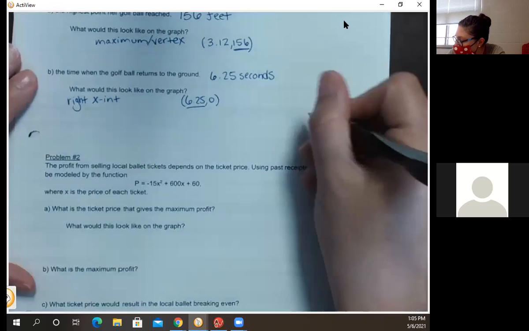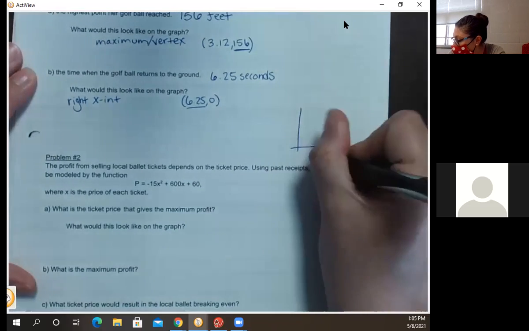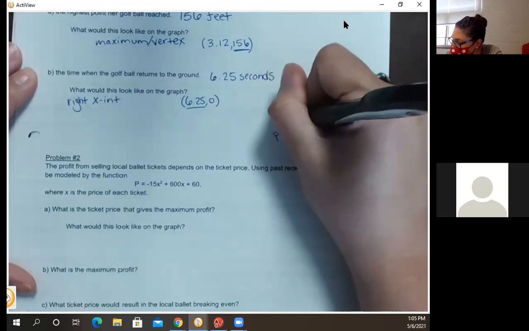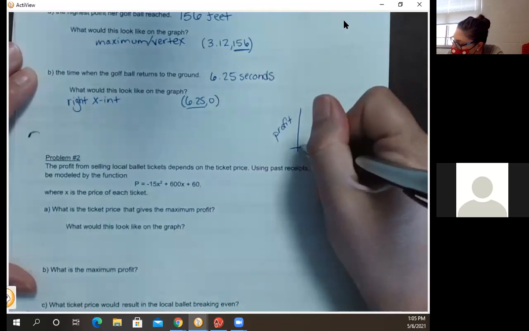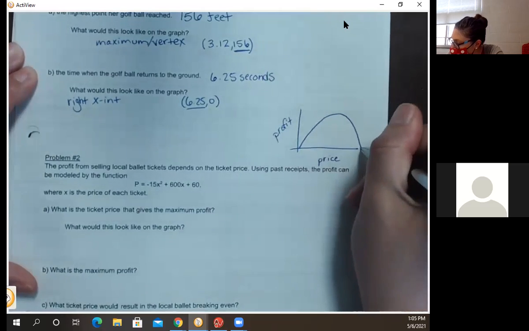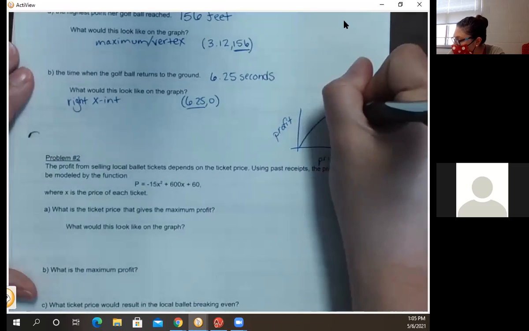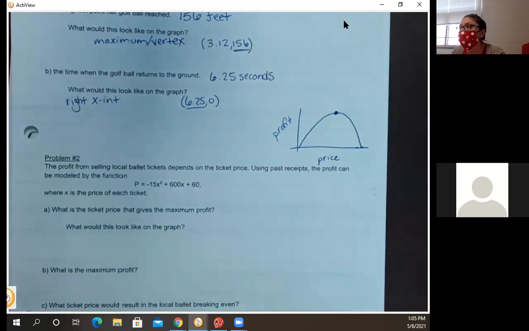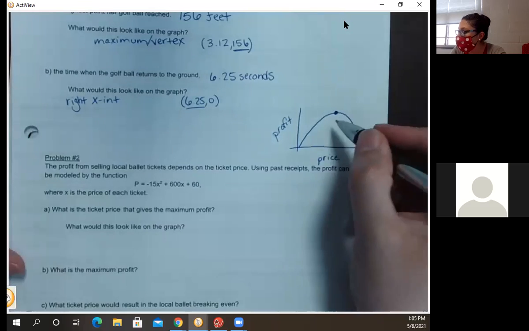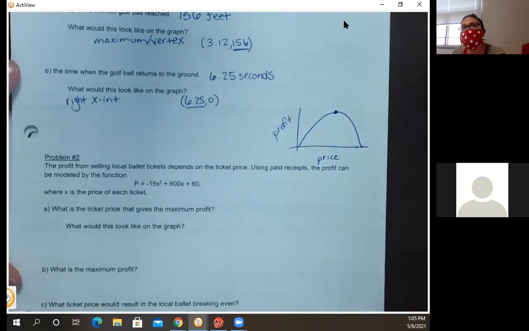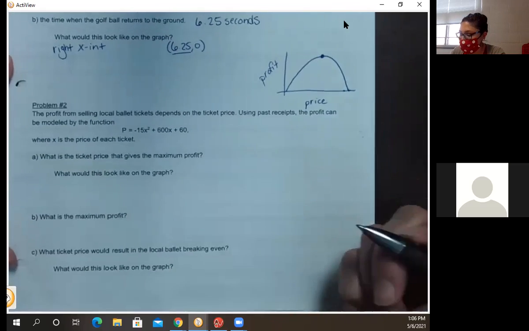So that looks like, when I look at the price versus the profit, again, a parabola. It looks like a quadratic model. And the goal for most companies is to find that sweet spot, right? They have somebody literally do the math to figure out what that price should be so that we can make as much money as possible. So that's what we're looking at here with our ballet ticket sales.